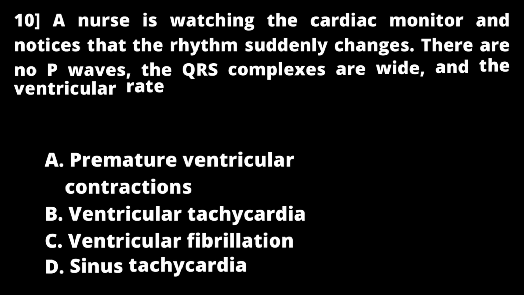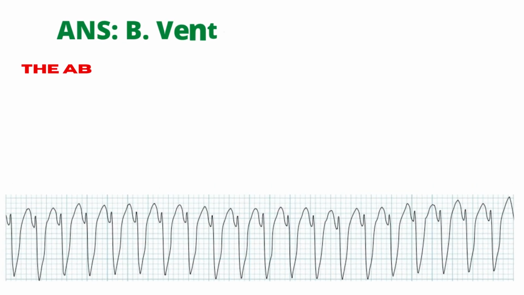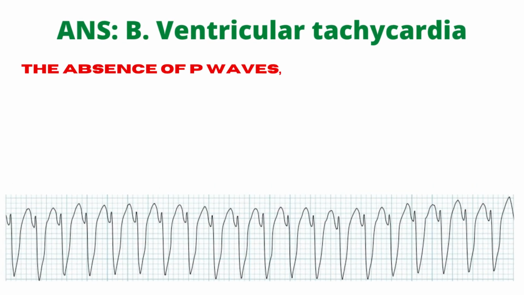Question 10. The nurse is watching the cardiac monitor and notices that the rhythm suddenly changes. There are no P waves. The QRS complexes are wide and the ventricular rate is regular but above 100. The nurse determines that the client is experiencing dash. A. Premature ventricular contraction. B. Ventricular tachycardia. C. Ventricular fibrillation. D. Sinus tachycardia. The right answer is B. Ventricular tachycardia.